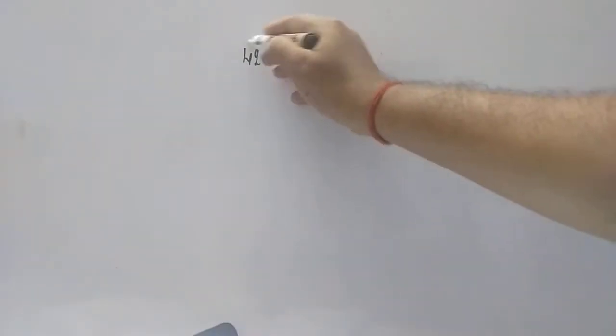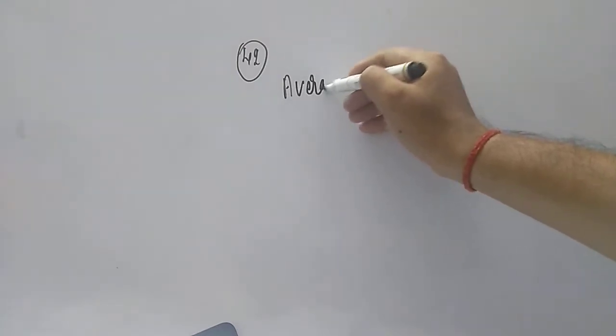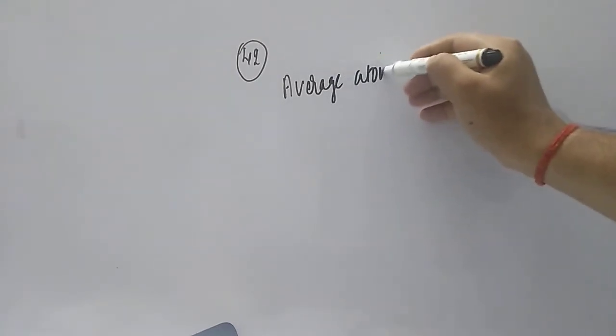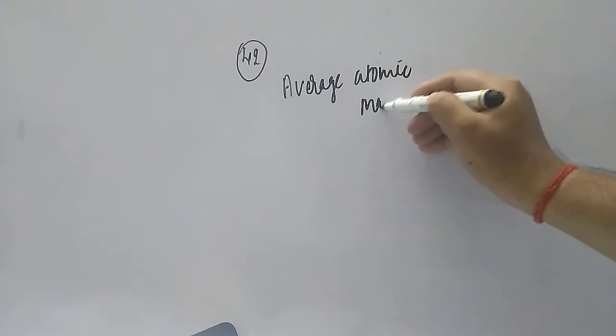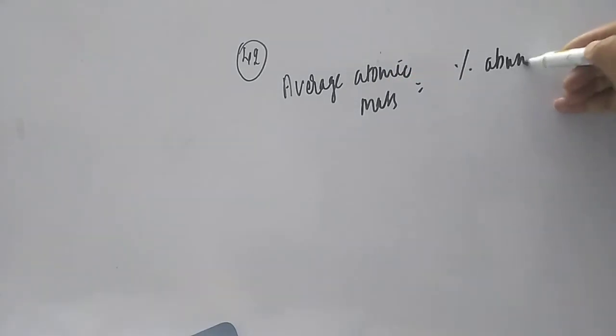So here you come on the board, student. This is very simple also. This problem is again simple. 42. So student, percentage abundance they have given, so we have to calculate the average atomic mass. So average atomic mass is equal to what? Percentage abundance, how much percentage is found in nature, multiplied by mass of isotope.